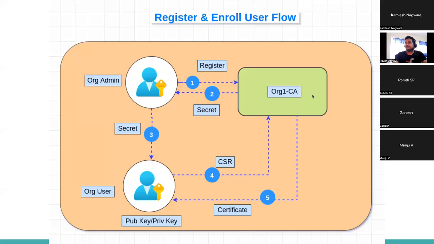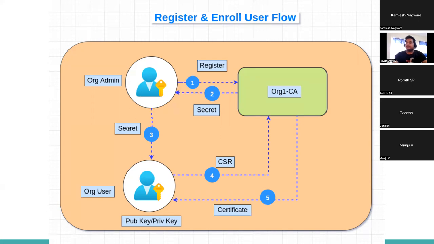ABC is the user. So in the registration process, either the admin can pass one secret, or if he's not passing, then the certificate authority by default returns one secret, actually just a randomly generated key. Every time we register, it will get randomly generated and returned to the admin.